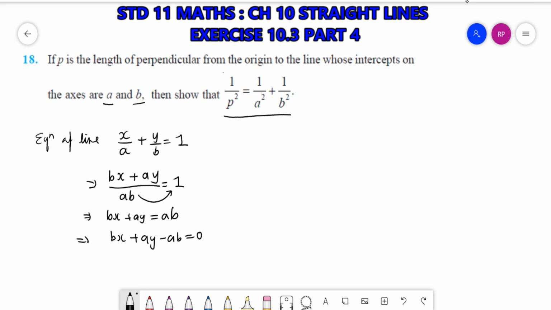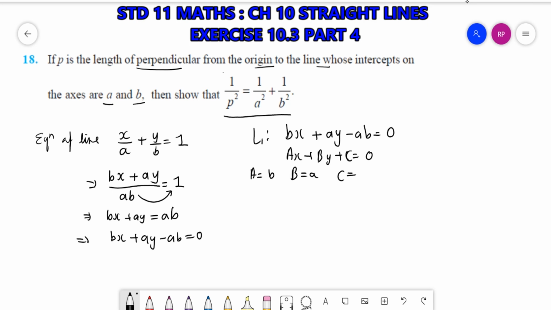Okay. Now it is given P is the length of perpendicular from origin to line. Now see, writing it here, this line L, bx plus ay minus ab equal to 0. If I compare it with capital A x plus capital B y plus C equal to 0, I am taking capital because here the coefficients are given in small a and b. So capital A will be equal to b, capital B will be equal to a, and C will be equal to minus ab. So the perpendicular distance from origin will be equal to modulus of C upon under root of A square plus B square.